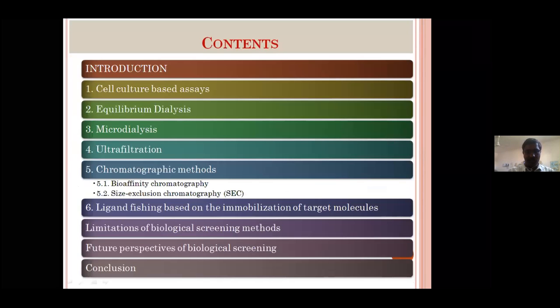The cell culture based assay is one experimental model. What is the basic principle involved in each of the experimental methods? And one example: some of the plants they have used, and they have identified the particular bioactive components from the plant. We will discuss each experimental model one after the other, followed by the limitations of these biological screening methods, the future perspectives of these methods, and then I am going to conclude my lecture.